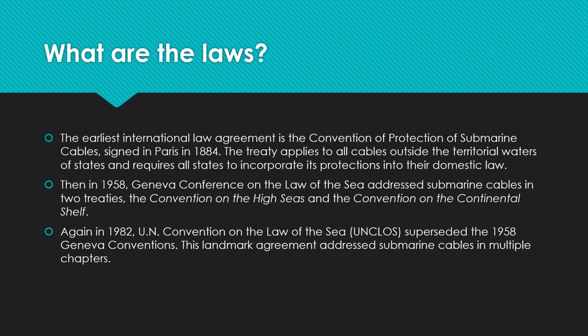Maritime law is also important to undersea cable governance. The 1958 Geneva Conference on the Law of the Sea addressed submarine cables in 2 treaties, the Convention on the High Seas and the Convention on the Continental Shelf. Article 27 addresses damage to cables, but it does not explicitly prohibit the intentional damage to them. Instead, it mandates that states party to the treaty take the necessary legislative measures to make breaking a cable a punishable offense.